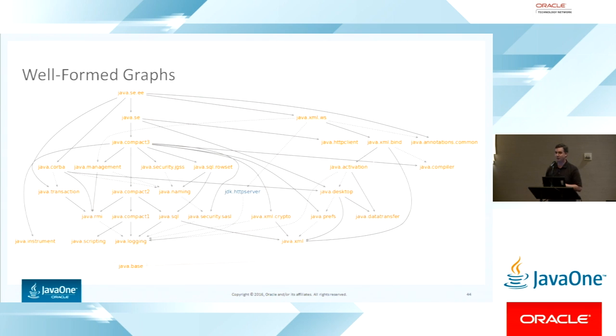This is the graph of modules in JDK 9. What do you notice about it? It's a DAG. Exactly the same answer that came from over there last year. I remember. Such a precise answer.